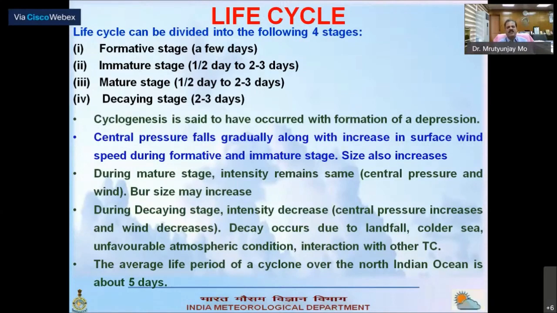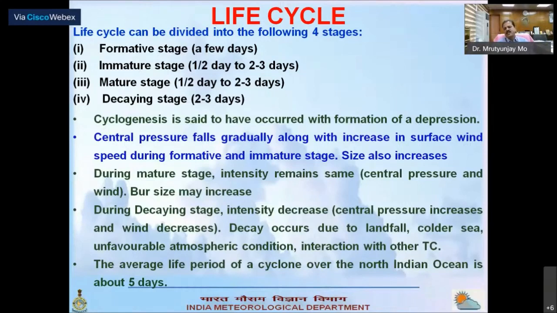And what happens in this formative stage is that the pressure falls at the center of the low pressure system compared to the surrounding, and hence the pressure difference between the high pressure and low pressure increases, and hence the wind blows strongly, wind speed gradually increases. So this procedure continues in the immature stage. When it becomes depression to deep depression, then cyclones and severe cyclones, it goes on increasing. That is called the immature stage. In this immature stage, wind speed goes on increasing, the pressure at the center goes on decreasing, and organization of the clouds goes on increasing, and the size of the cyclone also goes on increasing.